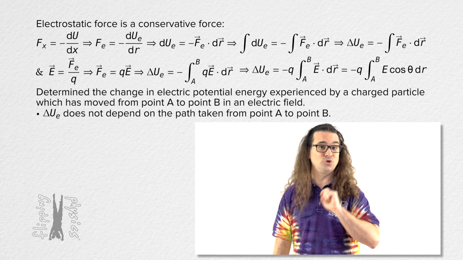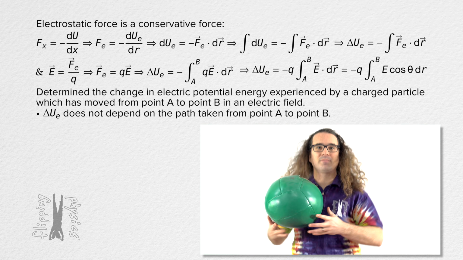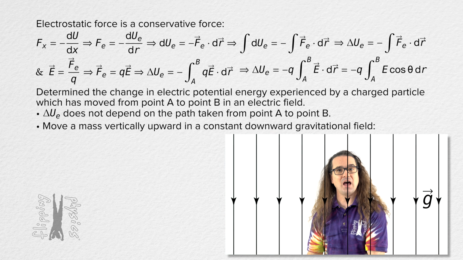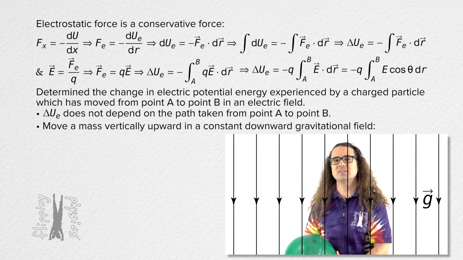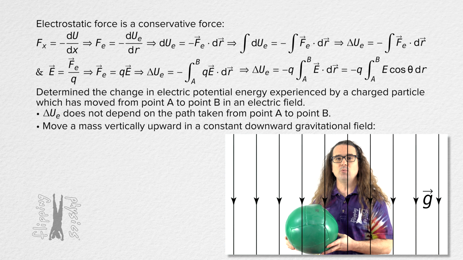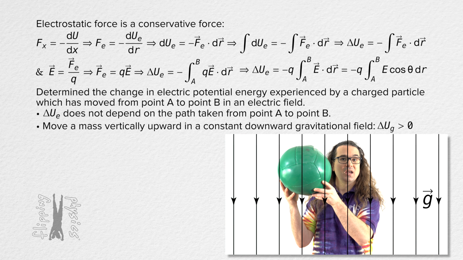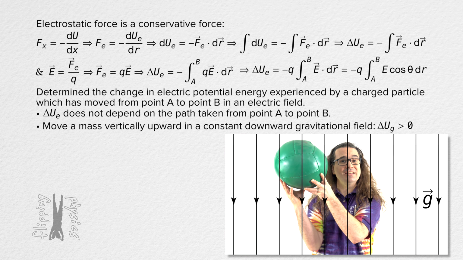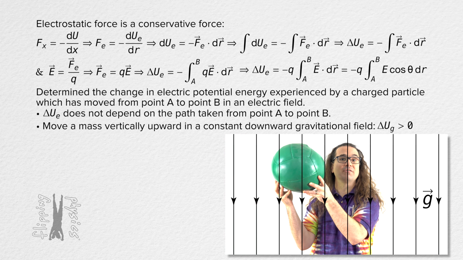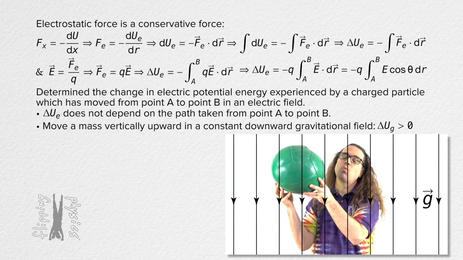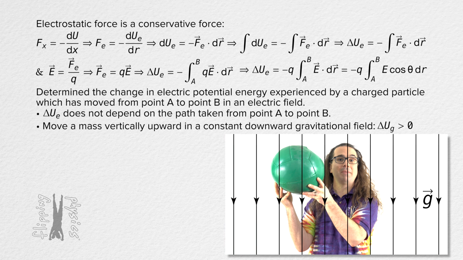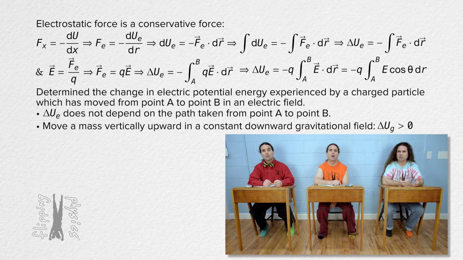To make a comparison to gravitational potential energy, if we lift an object vertically upward in a constant downward gravitational field, it will experience a positive change in gravitational potential energy. In other words, I have increased the gravitational potential energy of this mass. Bo, what happens if I let go of the mass? It goes downward. It accelerates downward. It accelerates in the direction of the gravitational field. Sure. Right.